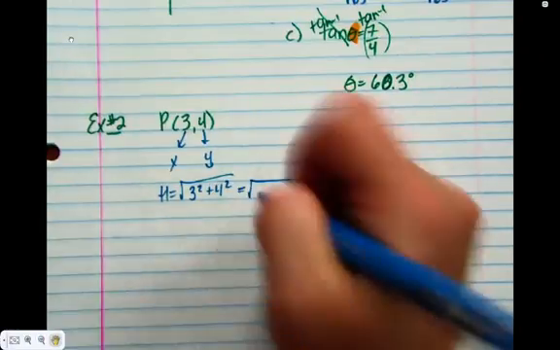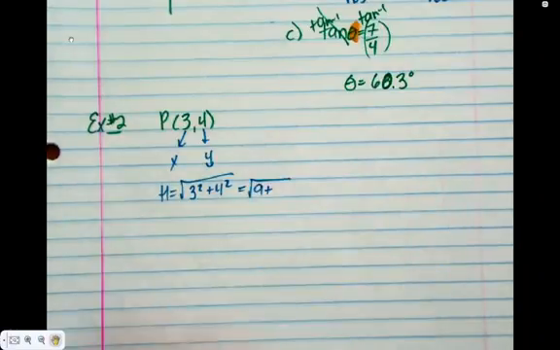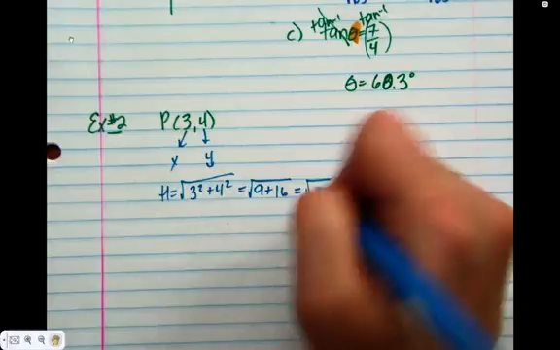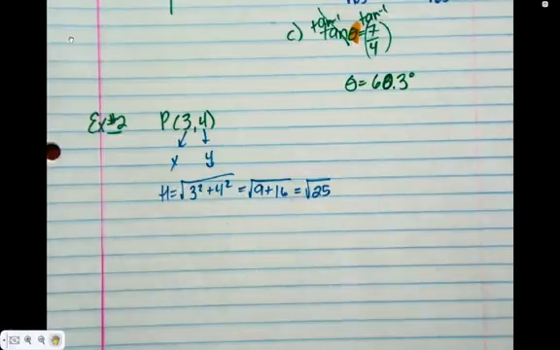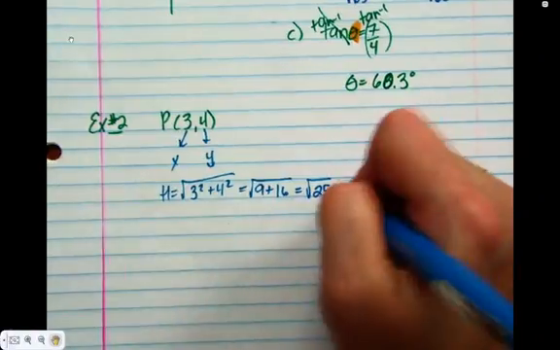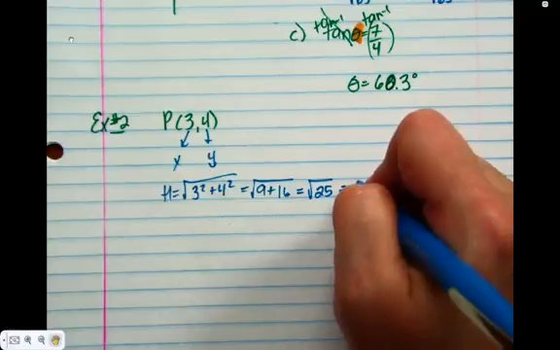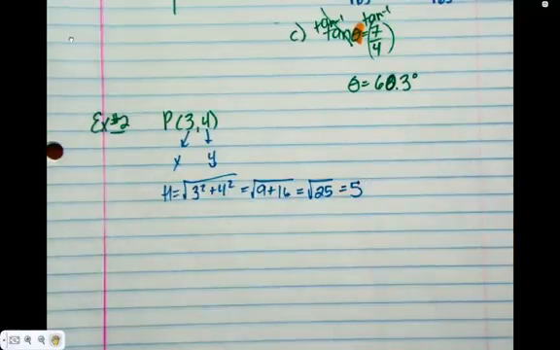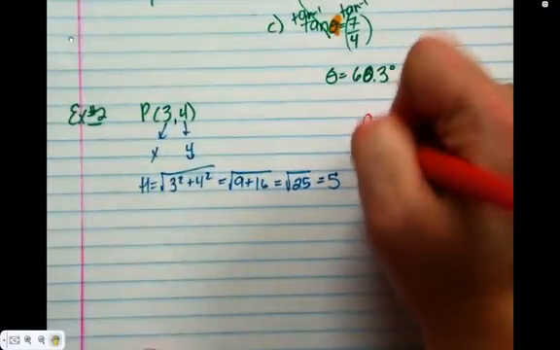3 squared, 4 squared, 9 plus 16, square root of 25. Ooh. That's kind of cool, 3, 4, 5. Grab your red pen. Teacher may have told you last year, may not have. There's a thing called Pythagorean triples.